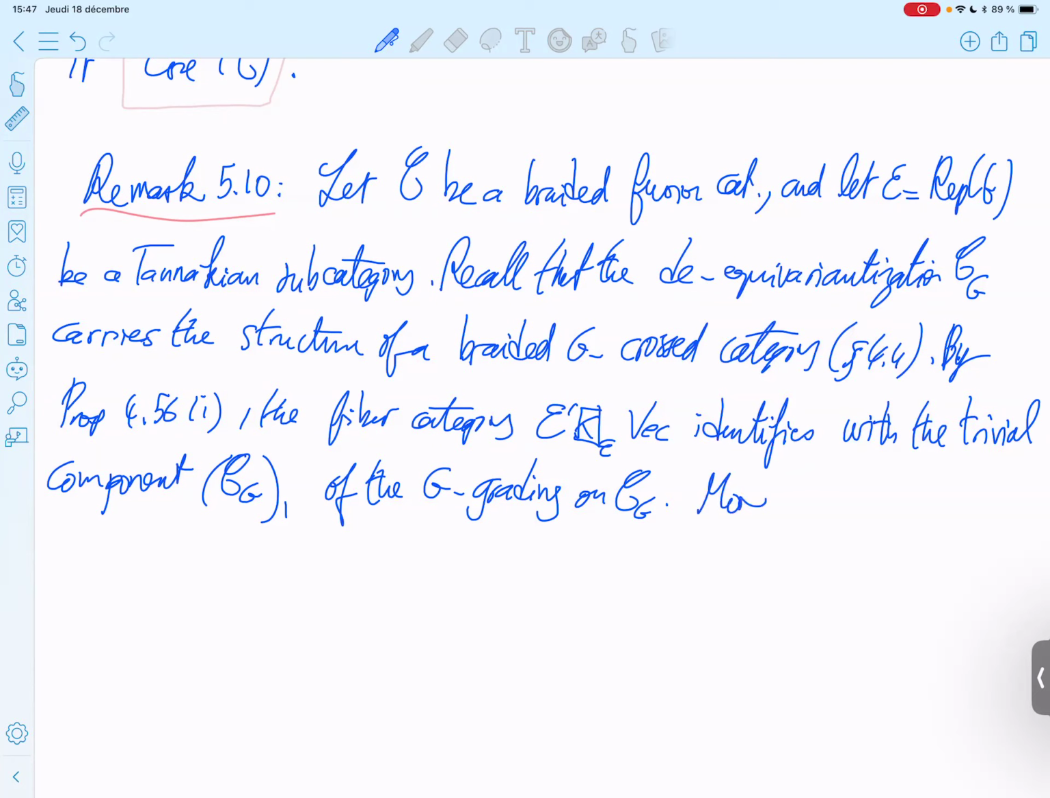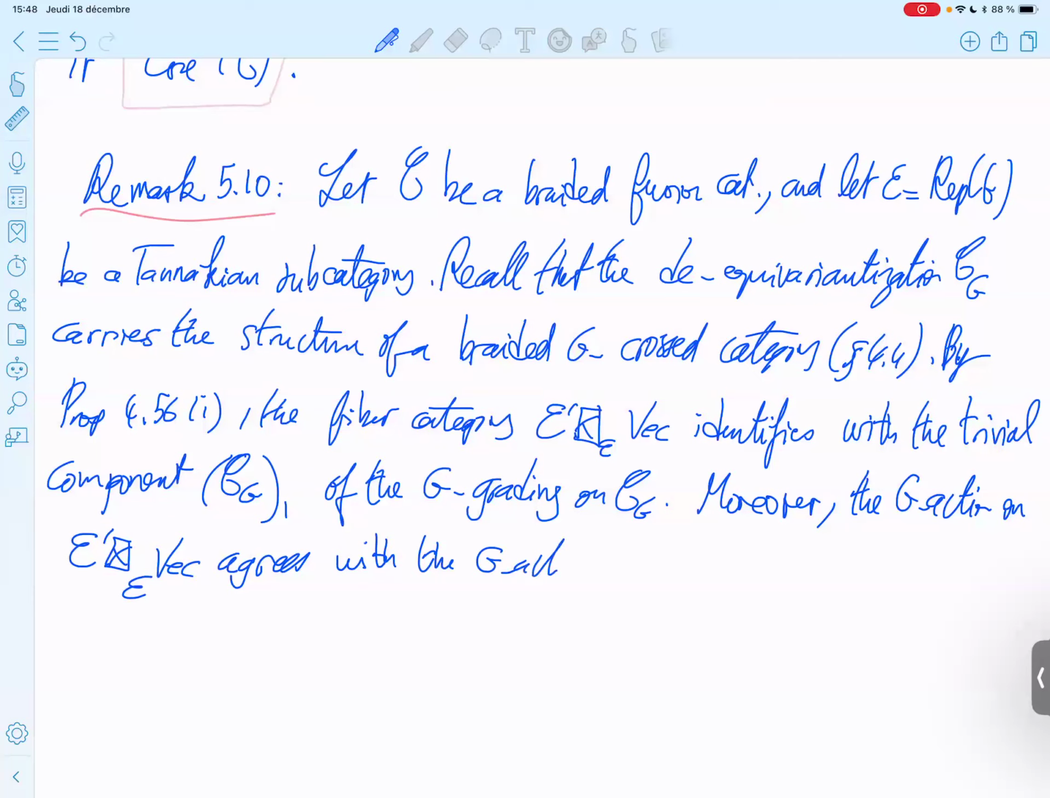In addition, the G-action on this fiber category agrees with the G-action coming from the braided G-crossed structure. It agrees with the G-action on the neutral component of the de-equivalentization coming from the braided G-crossed structure.